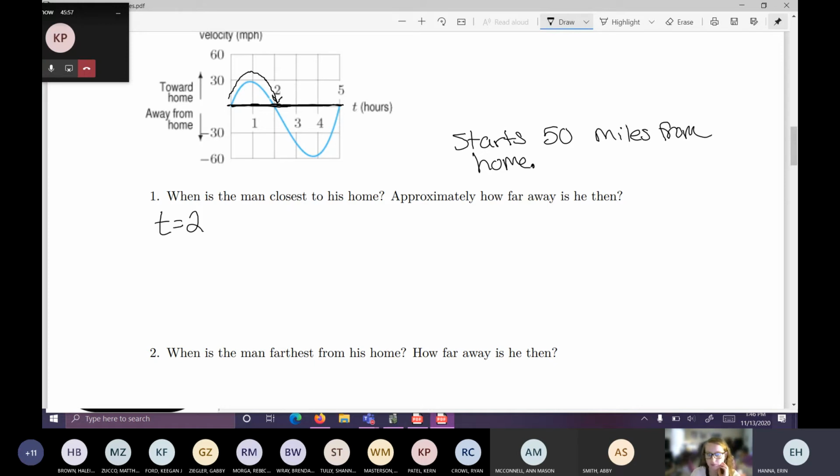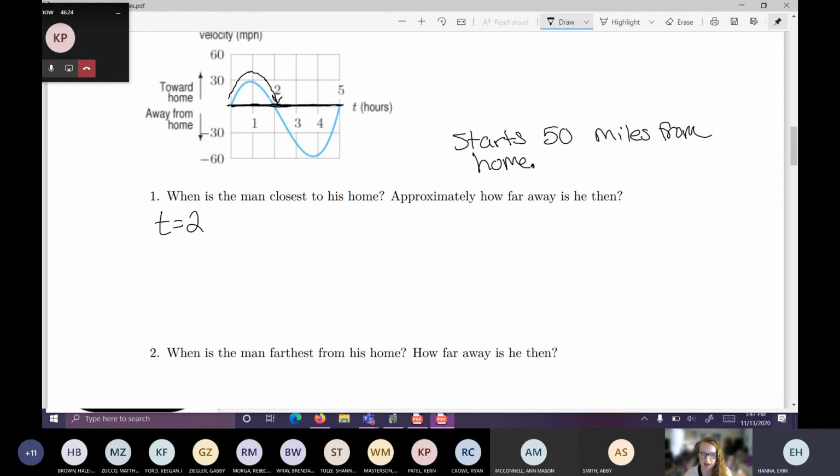Because he was traveling towards his house in that entire section. Now, a lot of times with this type of question, people will get very bogged down in the shape of this graph. Since this is the velocity, it tells us if he's traveling towards or away, but nothing else about how he's traveling towards or away. So don't get bogged down in the shape of the graph.